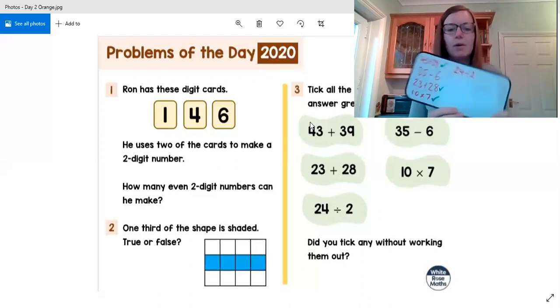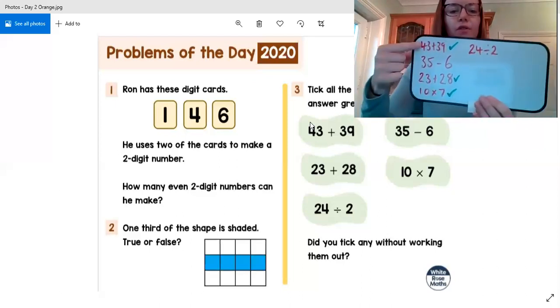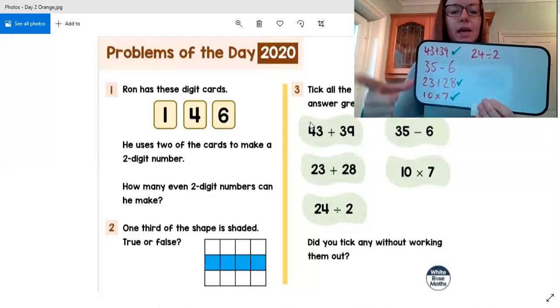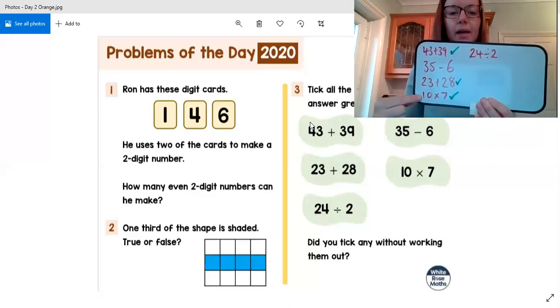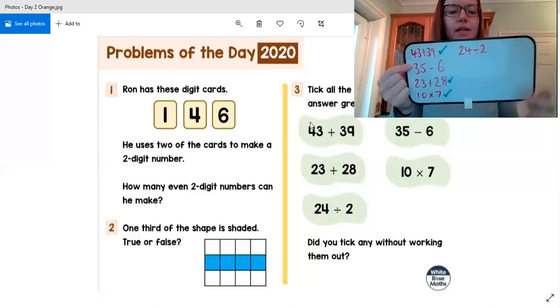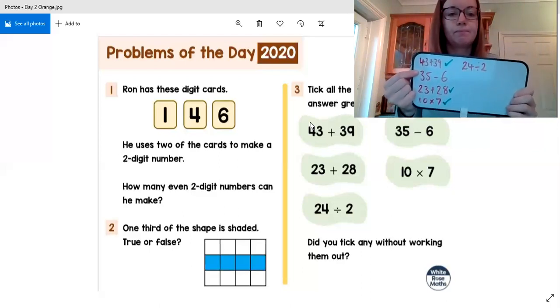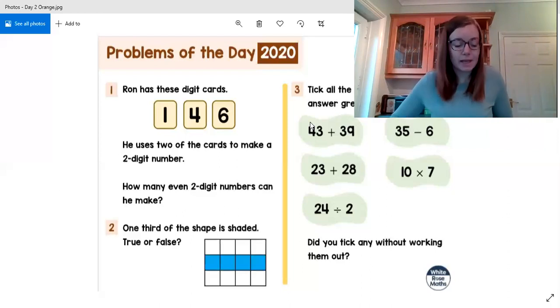So it should be that out of our 5 calculations, 43 plus 39, 23 plus 28, and 10 times 7 have a tick, but 35 take away 6, and 24 divided by 2 do not have a tick. Well done. And that is day 2 orange questions completed. Do you stick around and have a go at the blue ones as well?